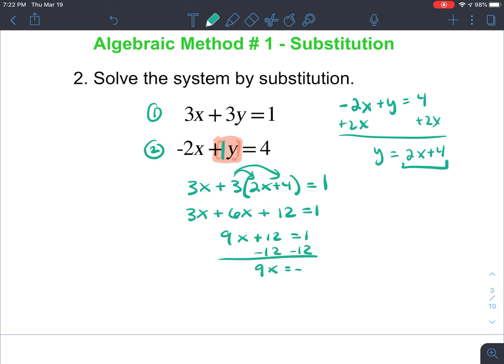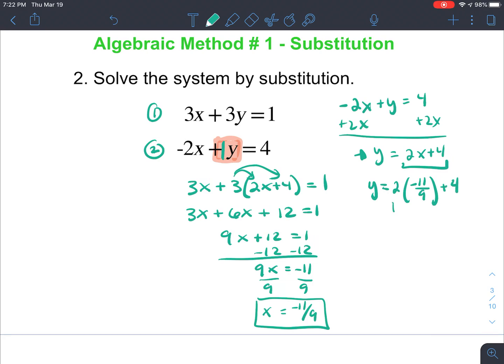Now you'll notice here that my answer is going to be a fraction. And that's okay. We are allowed to get fractions as answers. So when we substitute, we're going to substitute the fraction equivalent. Okay, so I have my x value. I'm going to find my y value. Now, I know I've already solved for y in this equation over here, so I'm going to continue with this equation: 2 times negative 11 over 9 plus 4.